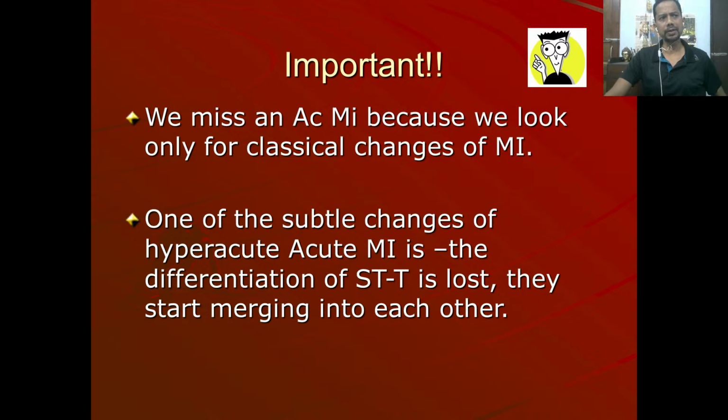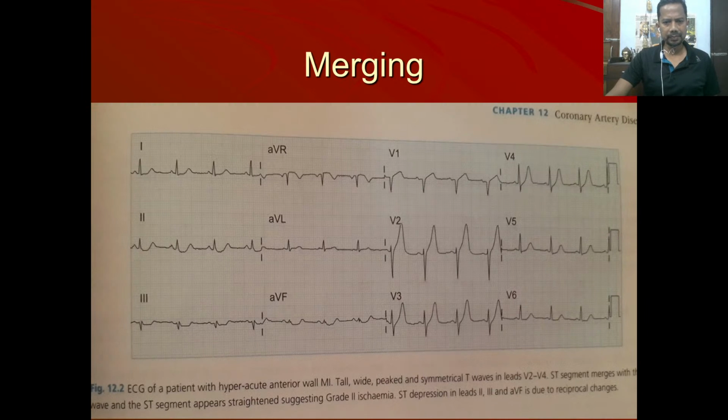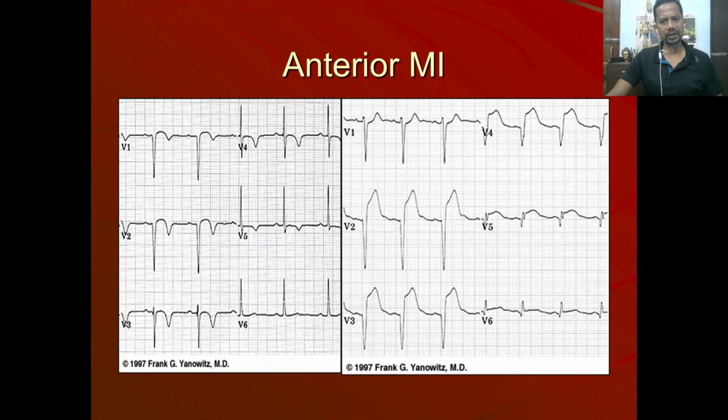Whatever I have taught you till now is important from the clinical point of view and from the theory point of view also. Then this is merging of ST and T. Out here you can't say where ST is ending and where T is starting. This is the subtlest sign of MI starting. You have to pick up the patient here and thrombolyse.